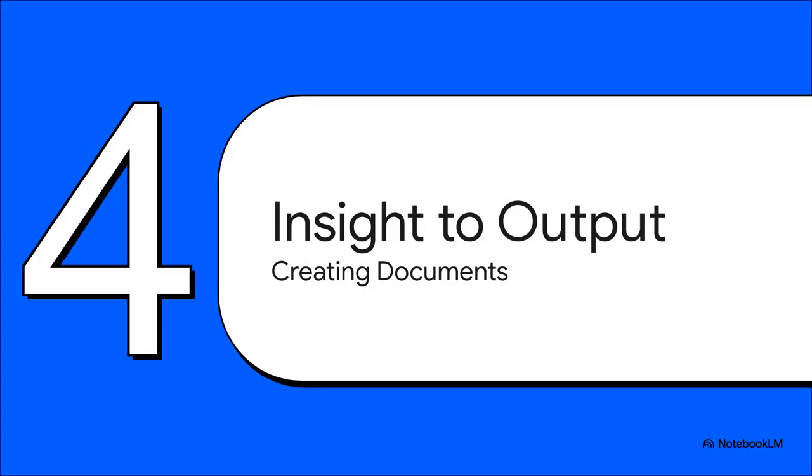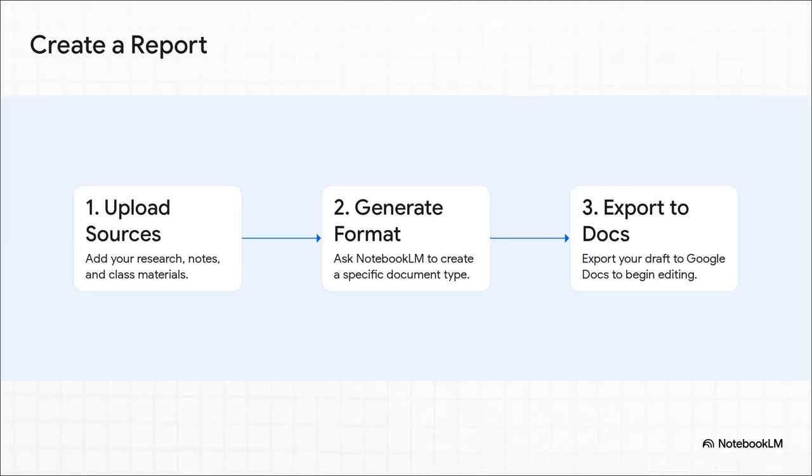Okay, so you've gathered your sources, you've used the tools to deepen your understanding. What's next? Well, the final and most crucial step is turning all that insight into actual, tangible work. This is all about getting to that first draft way, way faster. Once your sources are uploaded and you've had a few conversations with the AI, you can just ask it to generate a document in a specific format. Then, boom, you export a draft to Google Docs and you can start polishing it.